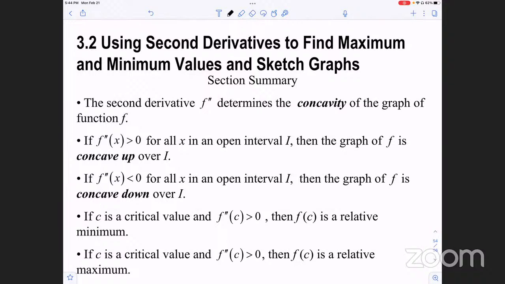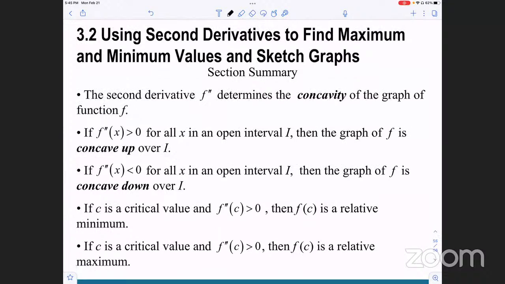So just as a quick recap, section summary. The second derivative determines the concavity of the graph. So does the curve open upward or does it open down? If the second derivative is positive, it's concave up. The curve is opening up. If the second derivative is negative, it's concave down. If c is a critical value and f double prime is positive, then f of c is a relative min, right? That means c is going to be a relative min. If c is a critical value and the second derivative is negative, that means c is sitting on top of a mountain. So that means we're going to have a relative max.